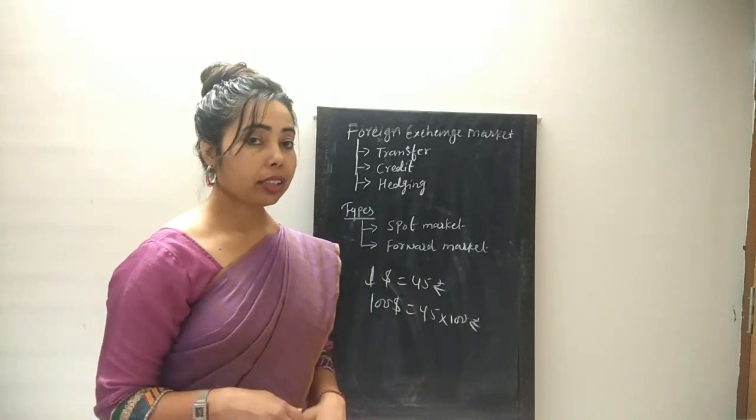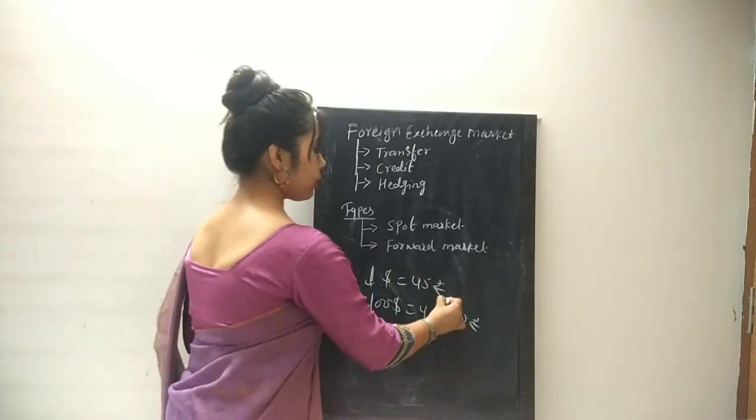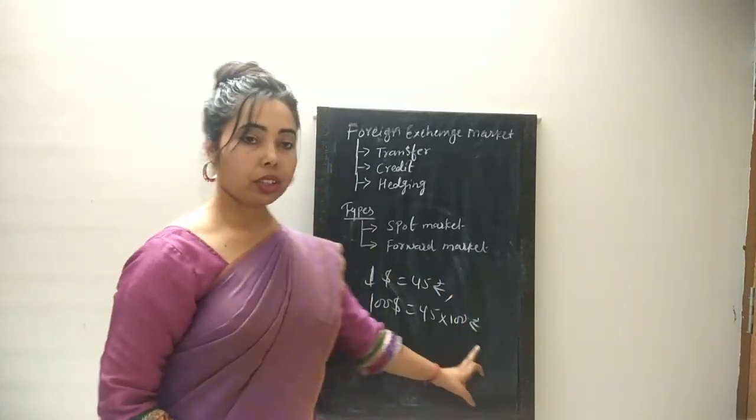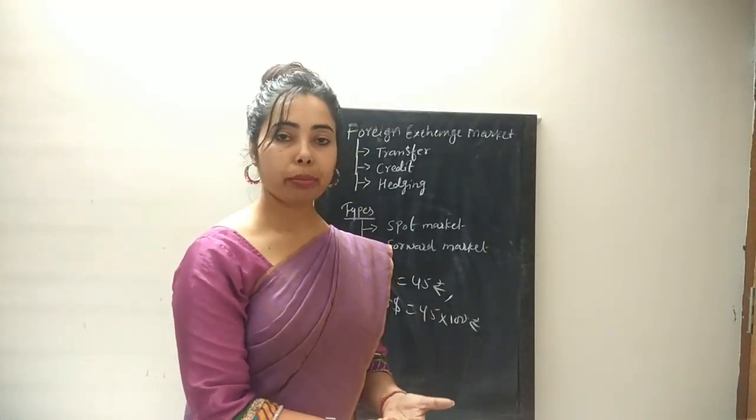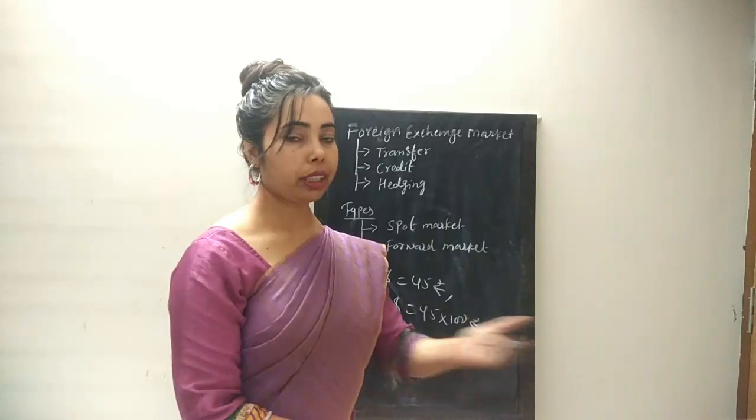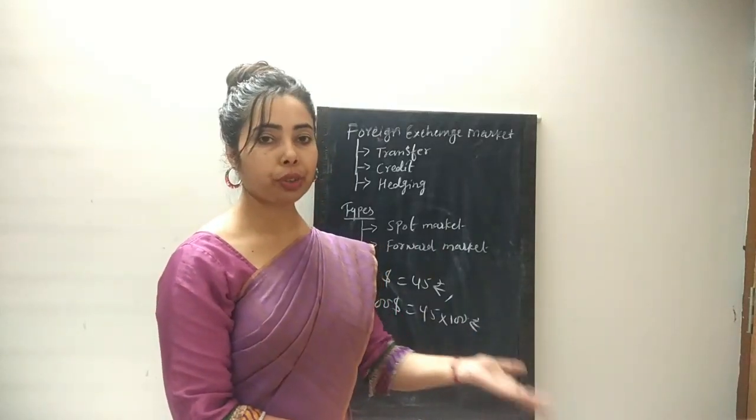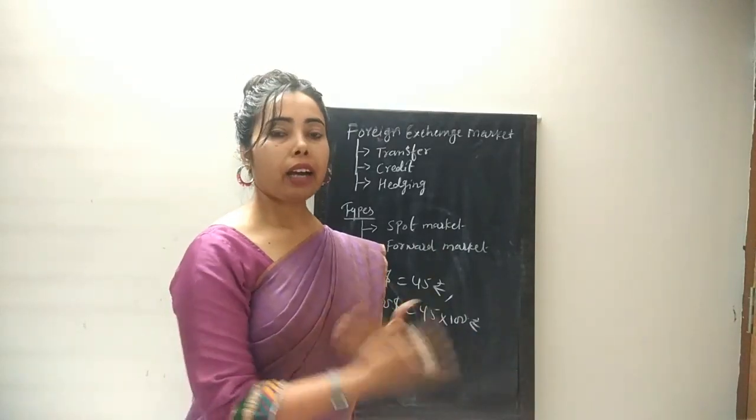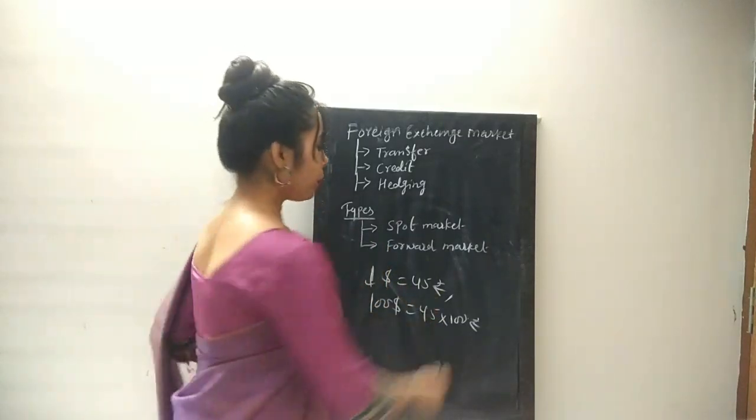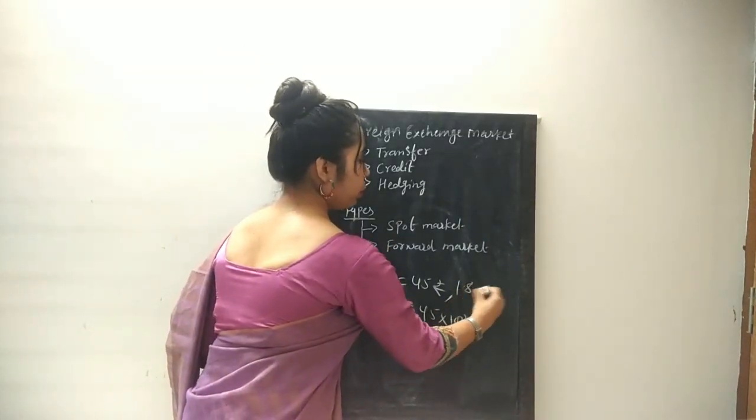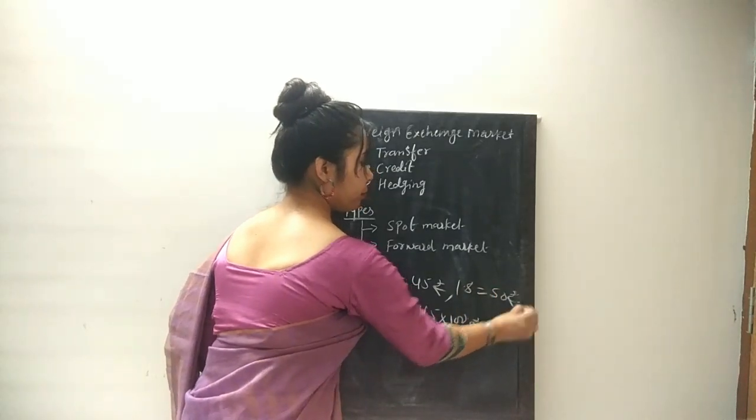Now understand this scenario. What happens when I have to pay? This transaction took place today, that we entered into the contract that I am going to buy a machine. The payment I will do in future. That future may be after 2 months or after 3 months. Okay, and after 3 months what happened? The rate of exchange, which was 45 rupees, now became $1 equal to 50 rupees.